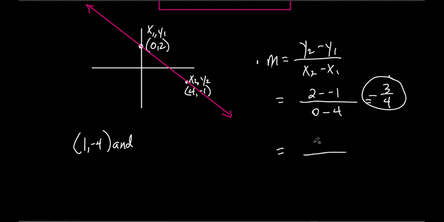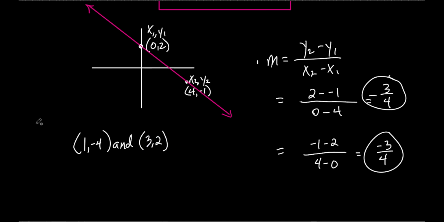So you could go -1 minus 2, and then 4 minus 0. Does that still give you the same thing? Absolutely. That's -3 over 4. It gives you the same exact slope. So no matter how you do it, you'll get the same answer if you do it correctly. Good? All right, let me finish this one up and we'll be done. It says find the slope.